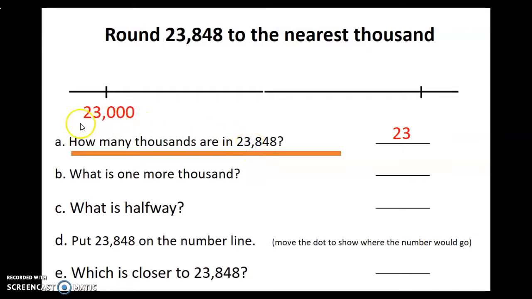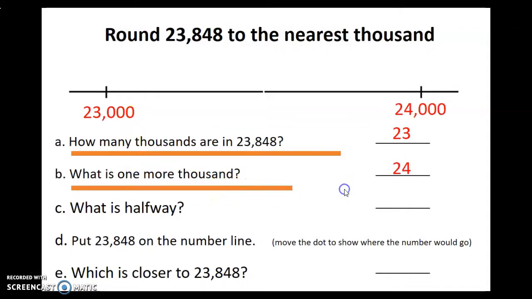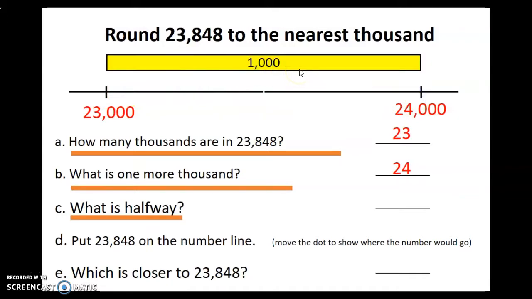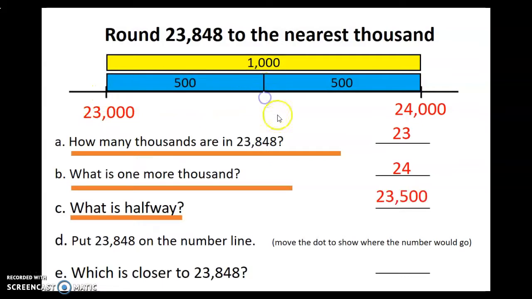On the number line, we actually write 23,000 because 23 thousands is written like this as its value. So what is one more thousand? 24. On the number line, we write 24,000. I just added one more thousand, so I know the distance between 23,000 and 24,000 is 1,000. This helps me find the halfway. Half of 1,000 is 500, so I have 500 and 500. So halfway would be 23,000 plus 500 more, and I get 23,500.